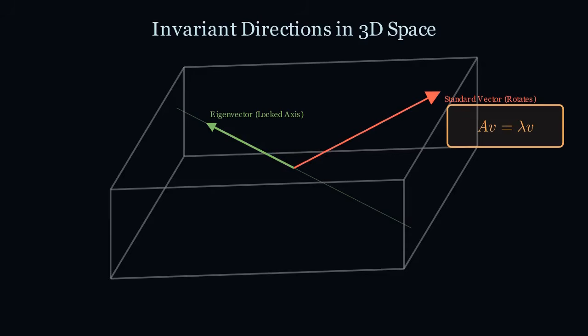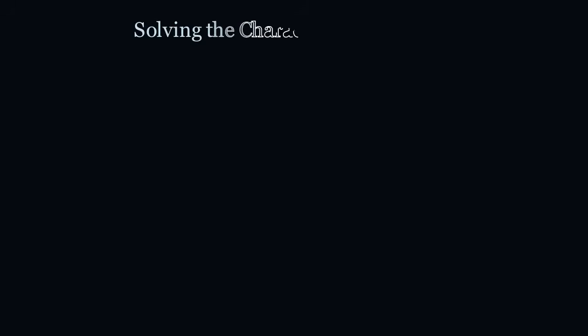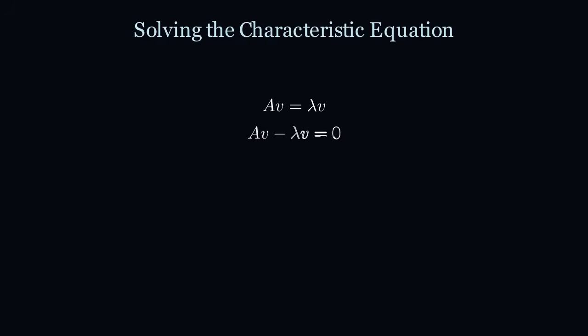Geometrically, this equation tells us that the complex spatial distortion caused by matrix A behaves like simple scalar multiplication along these specific axes. If we can find these axes, we can map the entire transformation. To find these eigenvectors and eigenvalues, we must solve the equation Av equals lambda v. By subtracting lambda v from both sides and factoring out the vector v, we get the system of equations (A minus lambda I) times v equals 0, where I is the identity matrix.